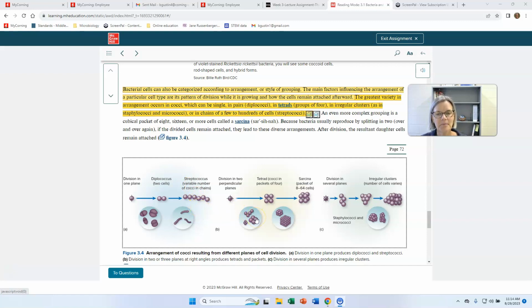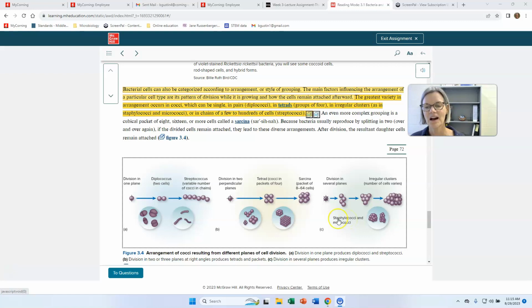Here's another way that some coccus-shaped bacteria divide. If they divide into two planes like this, they can end up in groups of 4, and we call those tetrads. So tetra, 4, and so 4 coccus-shaped bacteria is called a tetrad. Another common arrangement I want you to know is if certain cells divide in many different ways, and then they end up in these clusters. And so the clusters, when it's like that, we say it's called staphylococcus.